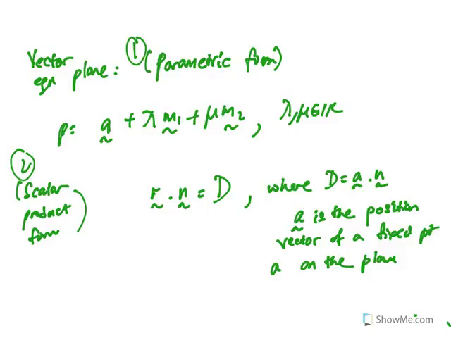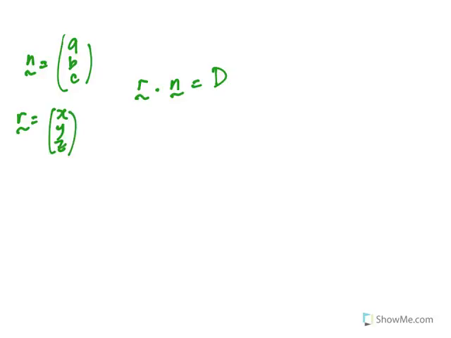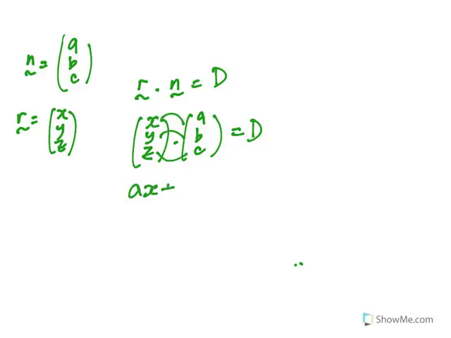The third one you know how to do now. Let's say my normal vector n has components a, b, c. From R dot n equals D, R is just the short form for x, y, z. So x, y, z dot product with a, b, c equals D, which gives ax plus by plus cz equals D. This is the third form.